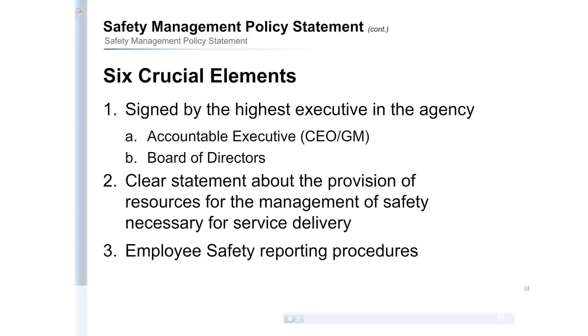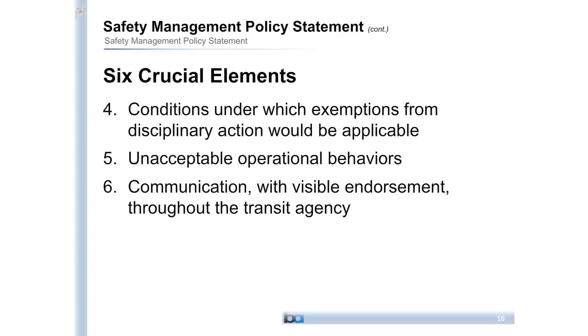1. Signed by the highest executive in the agency: A. Accountable executive, CEO, or GM; B. Board of Directors. 2. Clear statement about the provision of resources for the management of safety necessary for service delivery. 3. Employee safety reporting procedures. 4. Conditions under which exemptions from disciplinary action would be applicable. 5. Unacceptable operational behaviors. 6. Communication, with visible endorsement, throughout the transit agency.